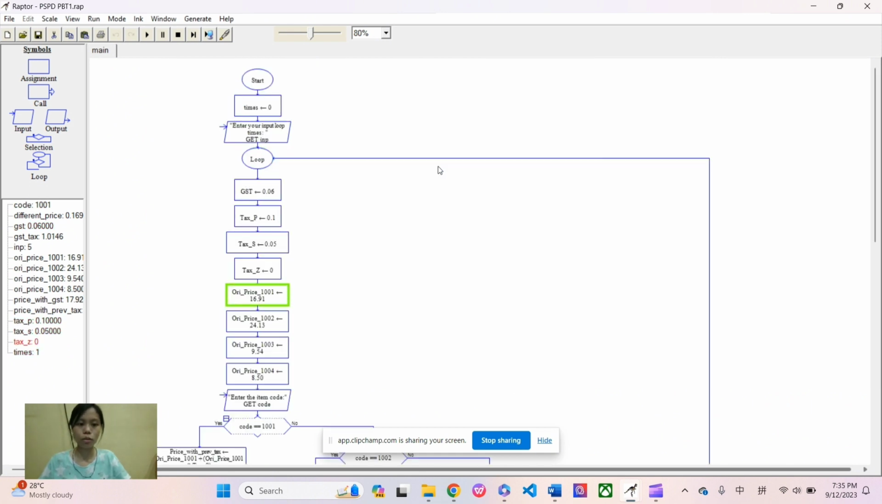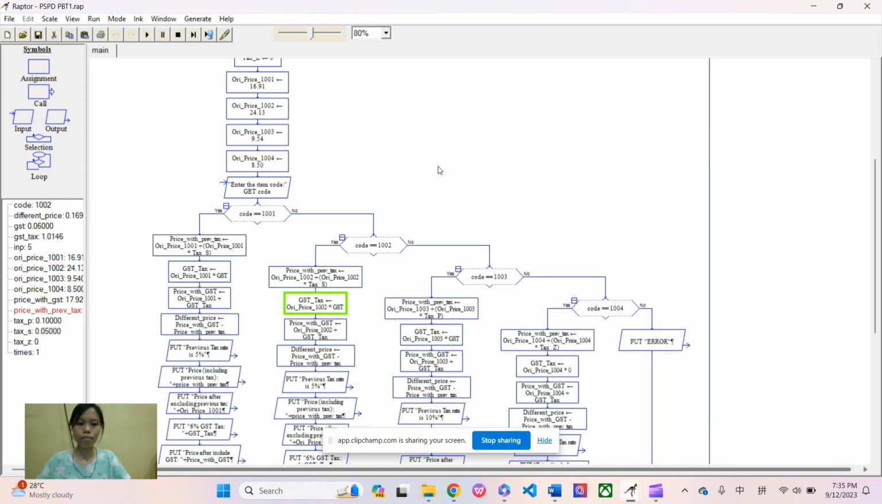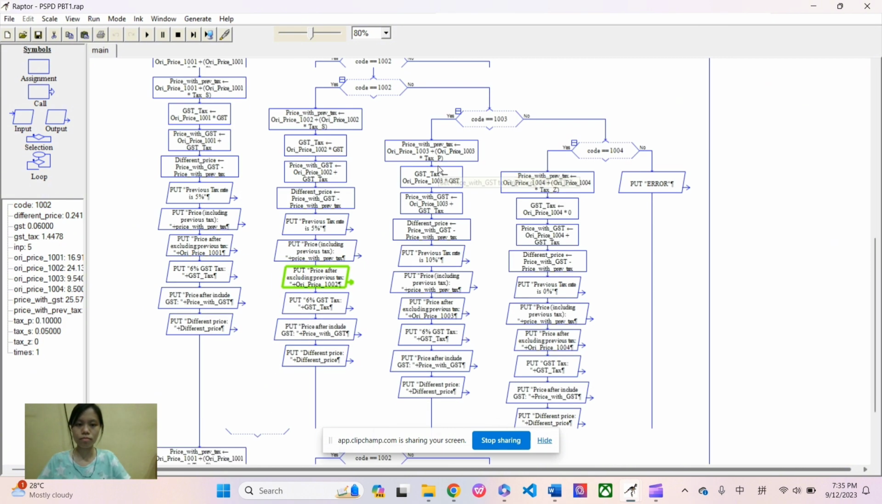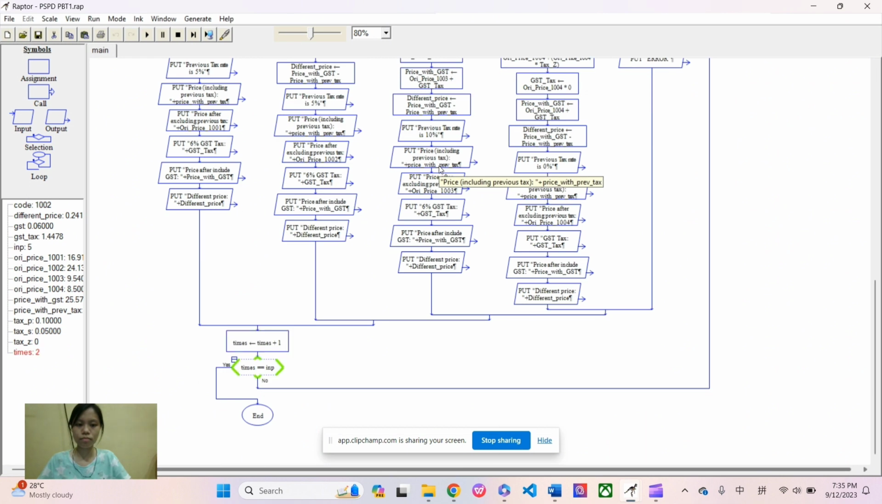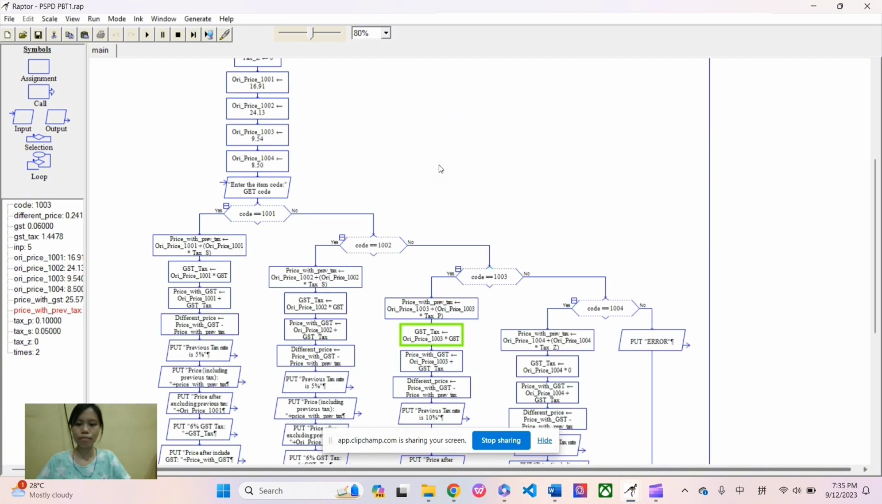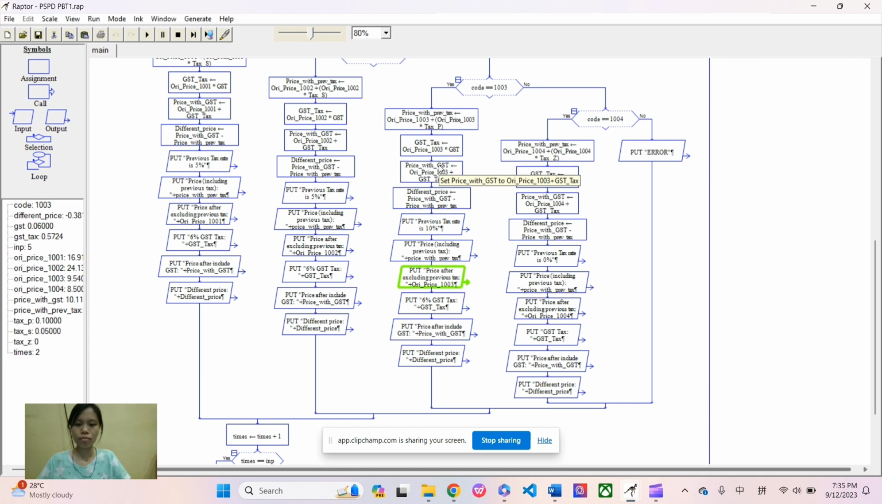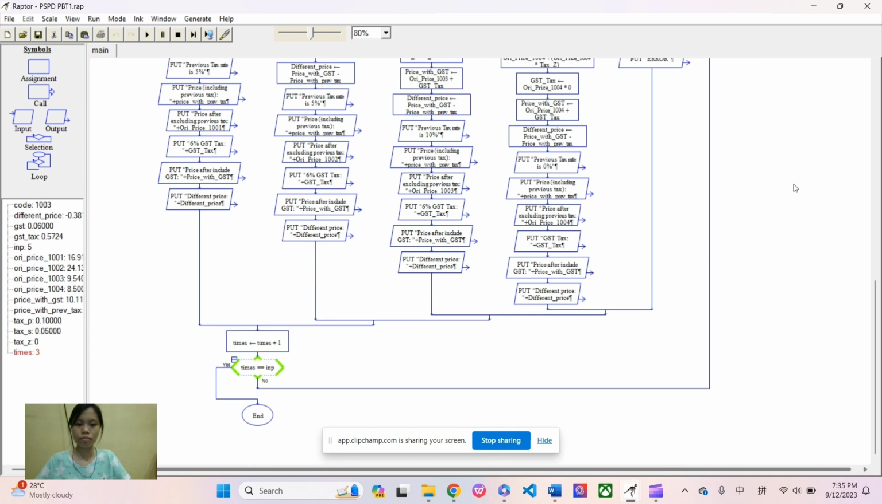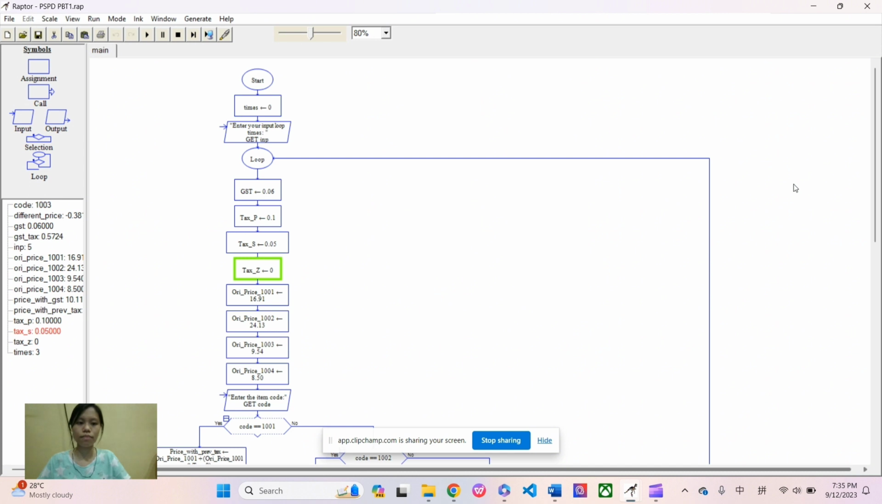And this is the second looping time, and the item code I enter is 1002. This is the third looping time, and the item code I enter is 1003. This is the fourth time looping, and I enter the code as 1004.